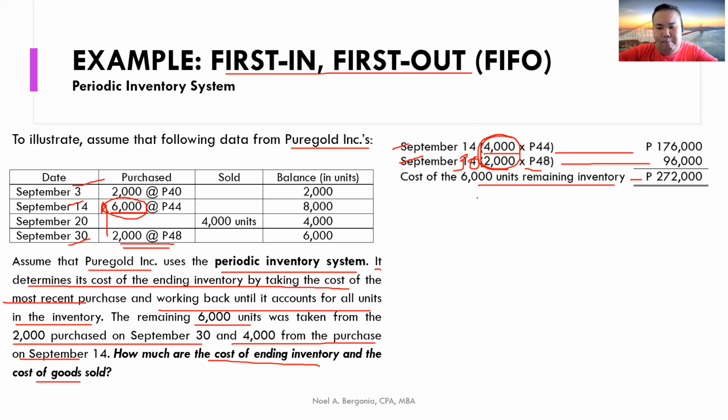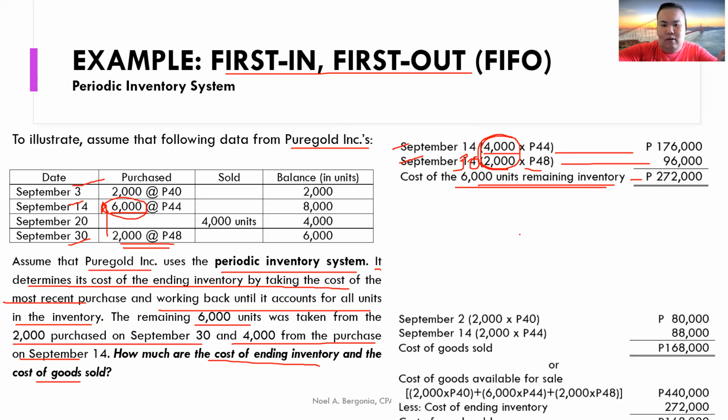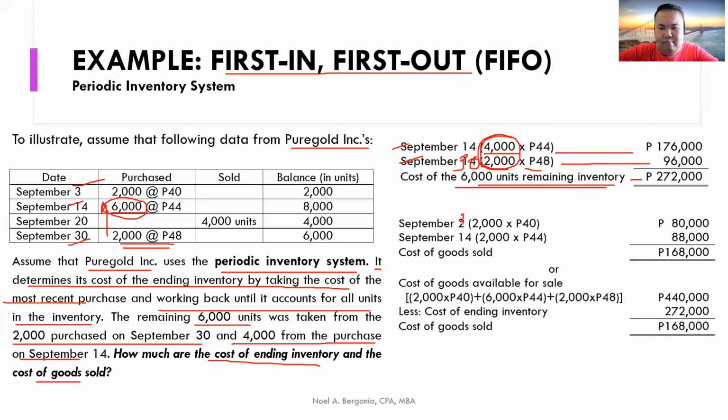So now let's talk about the cost of goods sold. For our cost of goods sold, of course, we have the September 3 purchase natin, nabenta na po yun at 2,000 times 40. So that would be a total of, magkano po? 80,000. And then, yung September 14, 4,000 of it remained in the ending inventory. So what does it mean? 2,000 coming from September 14 is considered sold already. So we have times 44. So the cost of goods sold related to the sold items for September 14 is 88,000. Once we add that, we have 168,000. So that's the cost of goods sold. As an alternative, di ba kanina may alternative tayo?